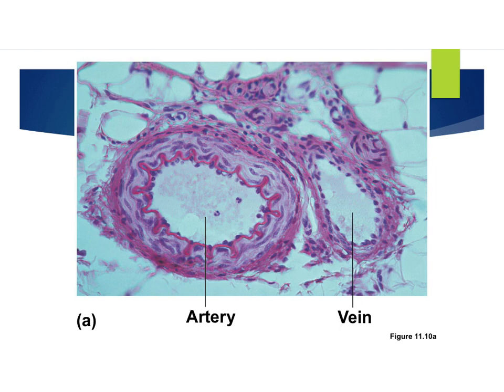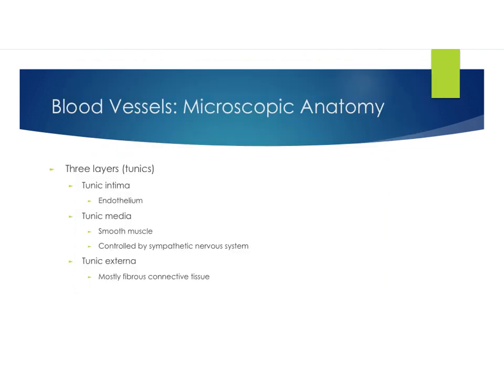Arteries have a much thicker wall. You can see that that's very thick relative to a vein, and we'll talk about why in the next few slides. Each blood vessel does have some microscopic anatomy we'll talk about. They're made up of 3 layers. There's the tunica intima, that's the endothelium, and that lines the blood vessel. And then there's the tunica media, and that's the smooth muscle layer that is in each blood vessel, and that's controlled by the sympathetic nervous system. And then the tunica externa is the fibrous connective tissue that forms the outermost layer of each blood vessel.